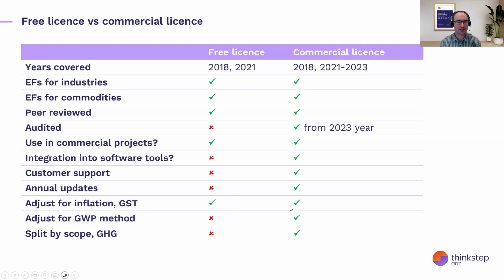Both versions do adjustments for inflation and GST. Only the commercial version can adjust for the GWP methods. That allows you to move from IPCC, AR3, AR4, AR5 to the different methodologies to AR6. And only the commercial license allows you to split the emissions by different things. So you can split by scope 1, 2, 3, you can split by greenhouse gas, and you can also split by whether the emissions occurred inside New Zealand or whether they were imported into New Zealand.